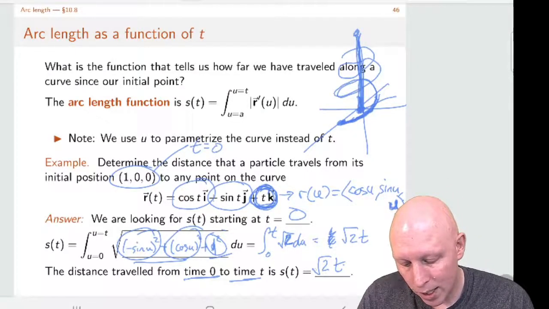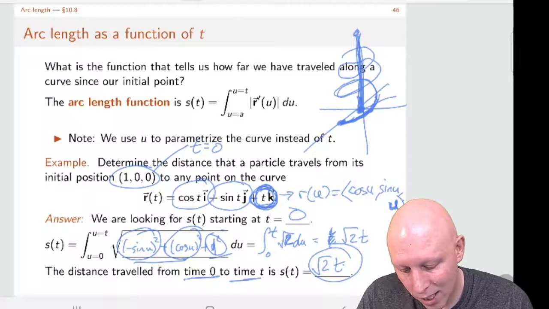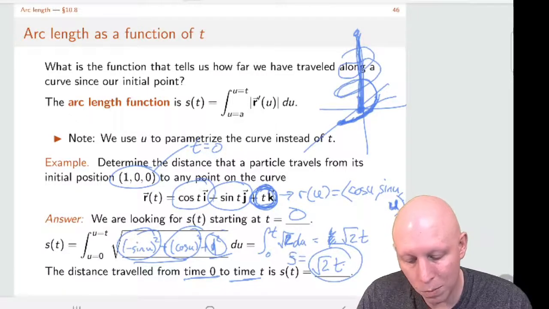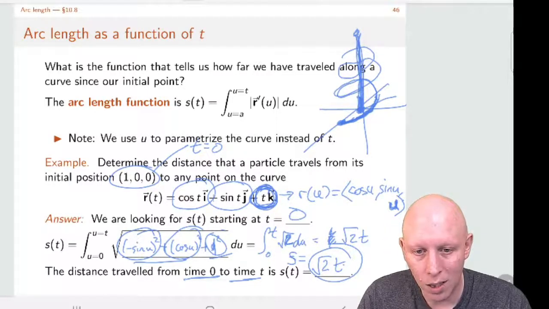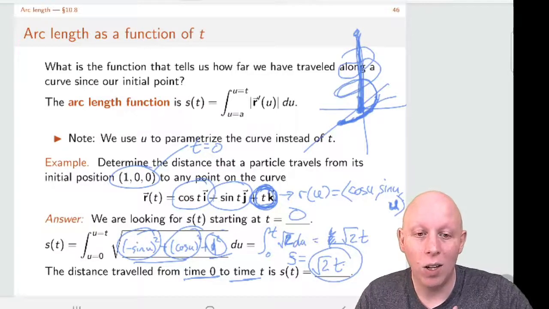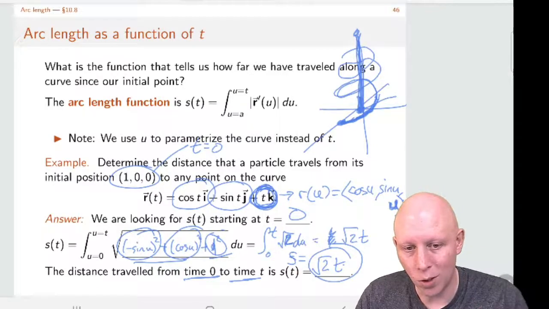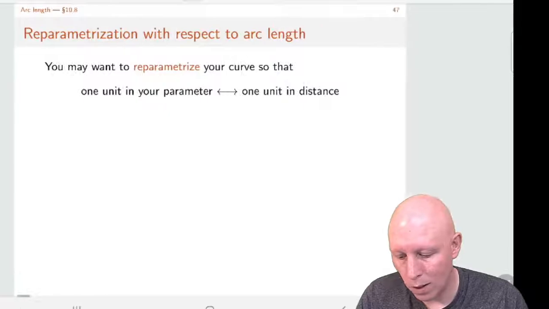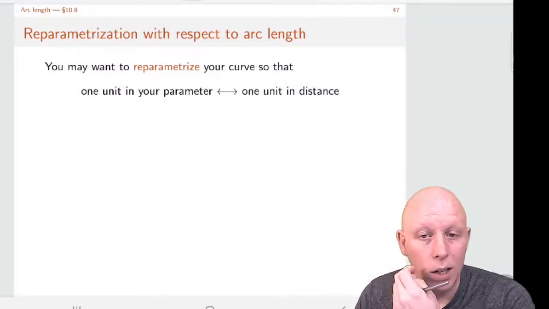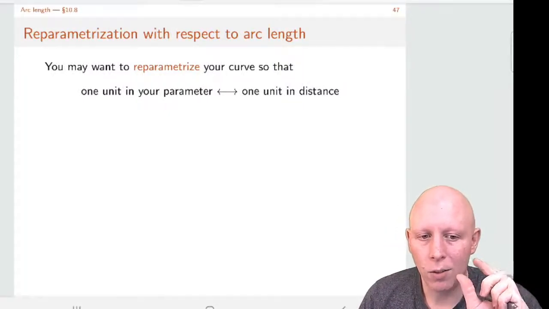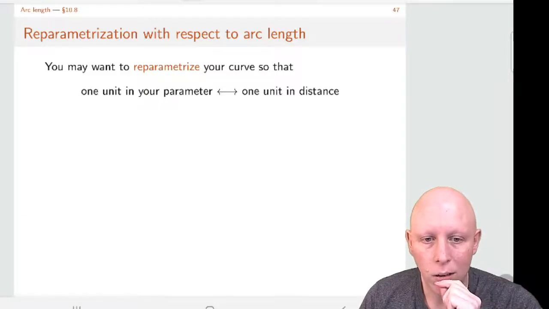So this distance that we've traveled, s, is equal to square root of 2 times t. So however long we travel, the distance that we travel is square root of 2 times that. So we're going to take this and we're going to build on it. We're going to talk about our curve.